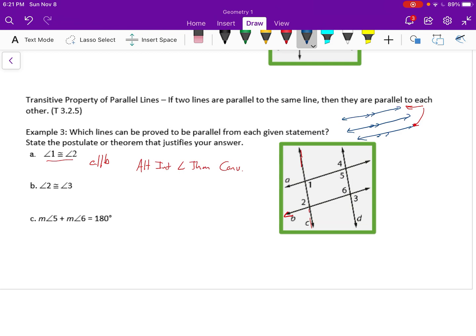What if angle 2 is congruent to angle 3? Here's angle 2, if that's congruent to angle 3. Well, what we want to do is highlight what's forming those angles. Angle 2 is formed by line C and line B. And then angle 3 is formed by line B and line D. Looking at that, angle 2 and angle 3 are alternate exterior angles, so if they were congruent, line C would be parallel to line D. And that would be the alternate exterior angle theorem converse.